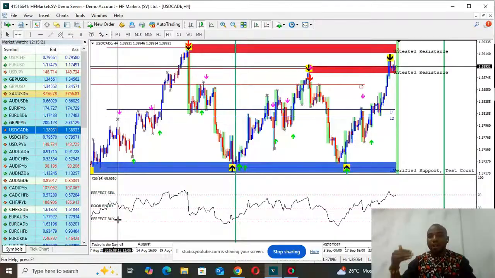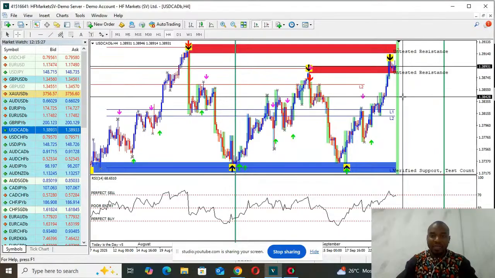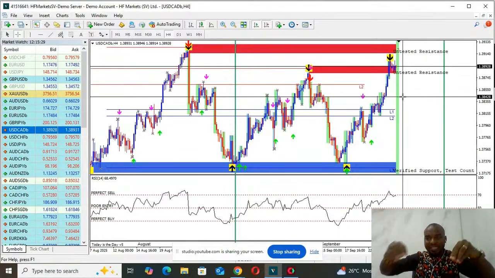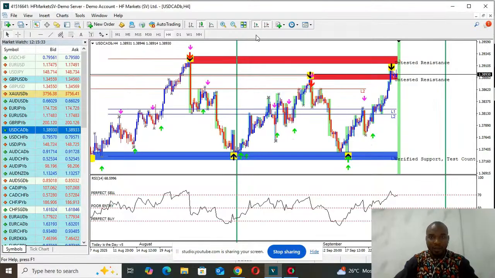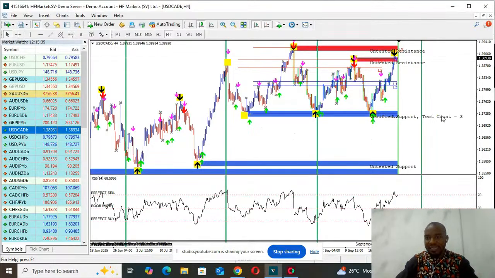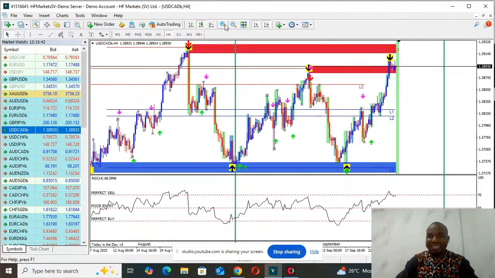That is why we are looking for a system that will give you a valid zone, and I have it here, called verified and untested. It tells you the strength of each zone. The strength, right? You see it here. Test count 3, test count 3, test count 2, and the rest of that. Meaning this one has been tested 3 times and is valid.